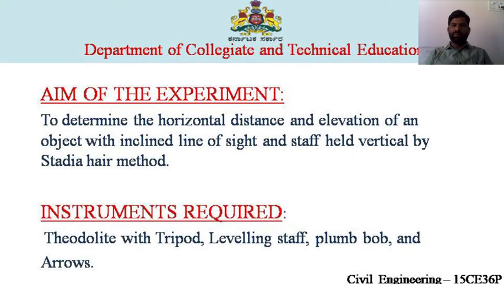The aim of this experiment is to determine the horizontal distance and elevation of an object or any point with inclined line of sight and staff held vertical by the Stadia-Hare method. The instruments required for this experiment are a theodolite fitted with a Stadia diaphragm with its tripod, a leveling staff, plumb bob and some arrows.